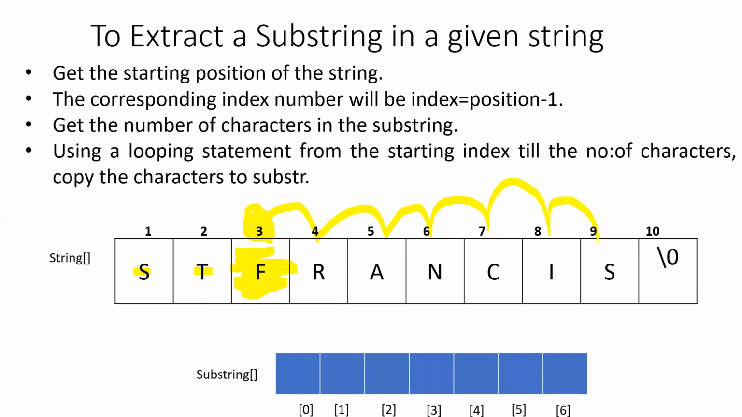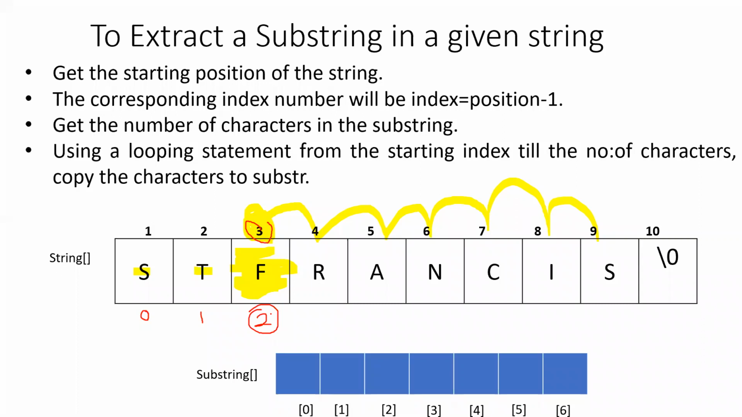What will be the index number of the character F? If the position is 3, what will be the index number? The index number of a character array starts from 0, right? So it starts from 0. So you know that the index number of position 3 will be 2. If position is 3, index number will be position minus 1. So the position of the letter F is 3, which means the index number of the letter F will be 2.